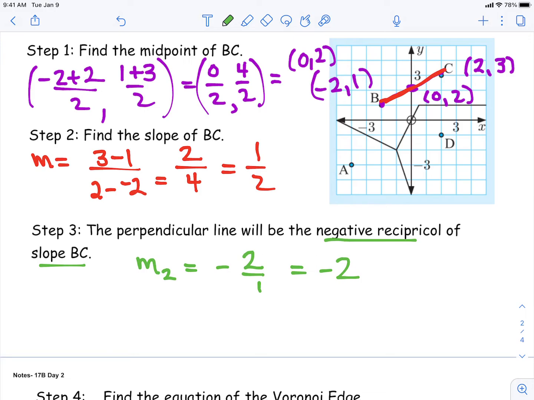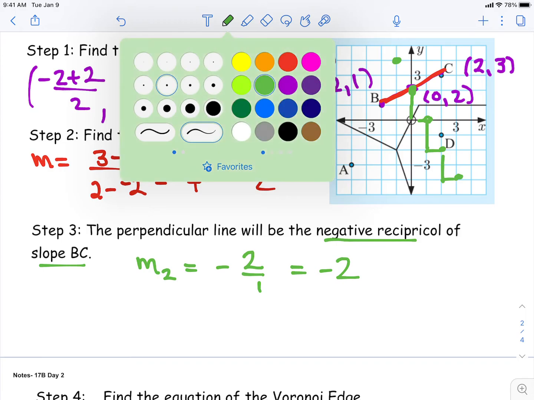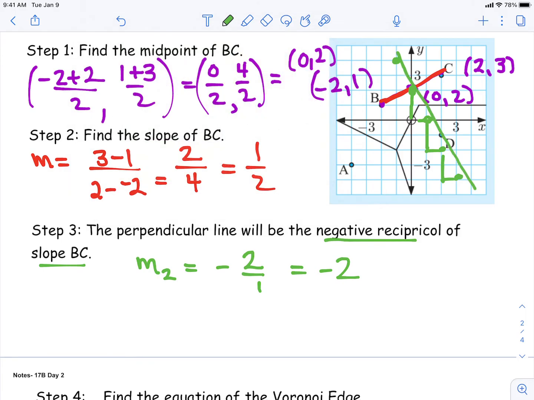If we wanted to create that perpendicular line, we would go from this midpoint, 0, 2, down 2 and right 1, down 2 and right 1, or up 2 and left 1. So that line will look like this. I'm just going to erase those little steps there, we don't need them. So that would be the perpendicular bisector of our red segment.